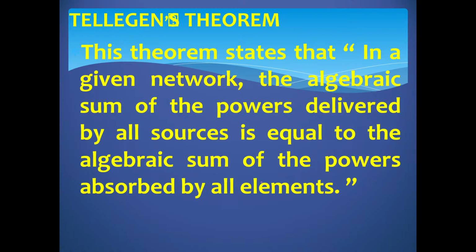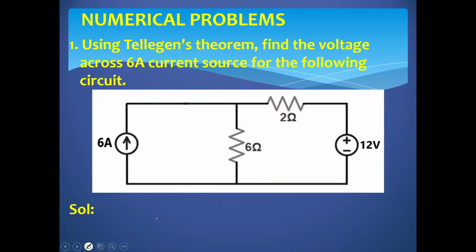Okay, so let us go to the numerical problem. In this numerical problem, using Tellegen's theorem, find the voltage across the 6 amperes current source for the following circuit. So you have to determine the voltage across the 6 amperes current source. It's a very simple and small problem.